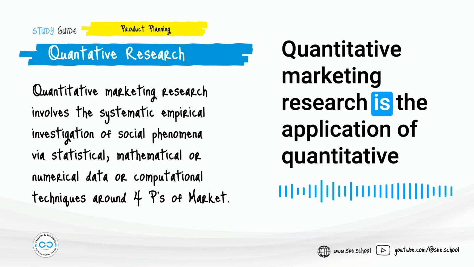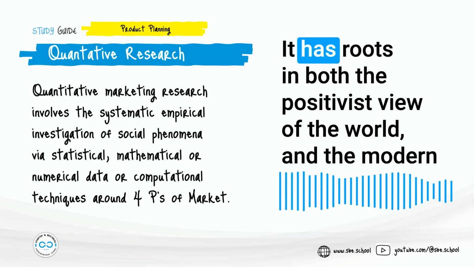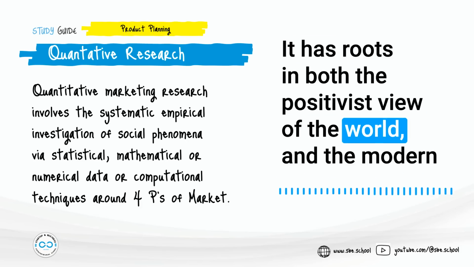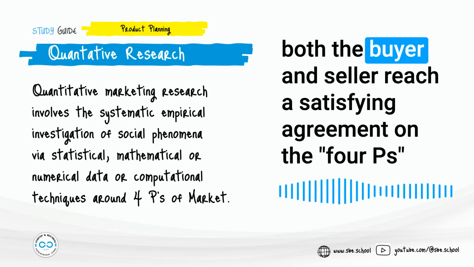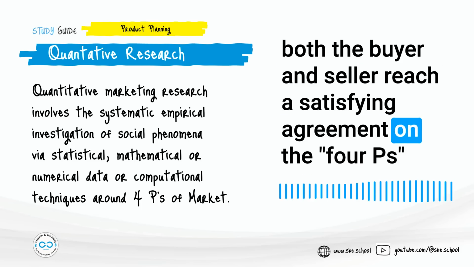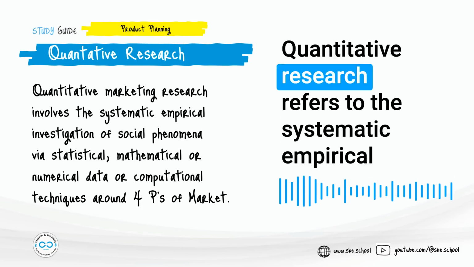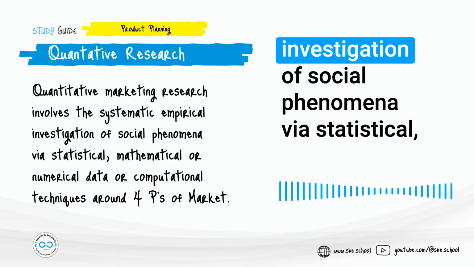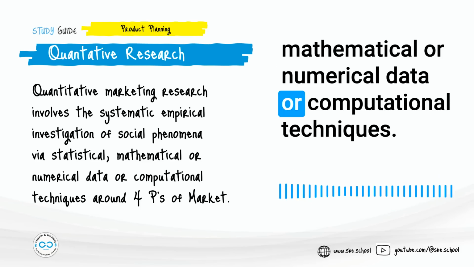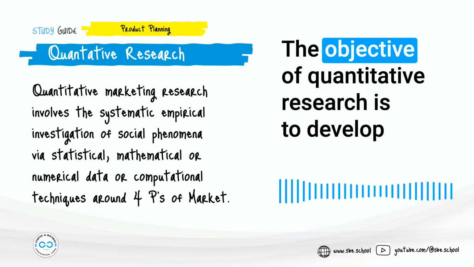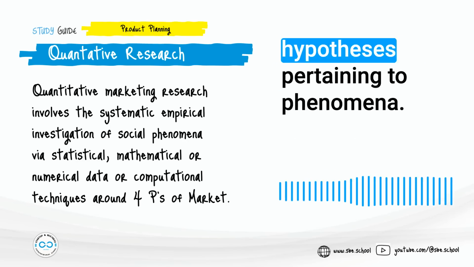Quantitative marketing research is the application of quantitative research techniques to the field of marketing research. It has roots in both the positivist view of the world and the modern marketing viewpoint that marketing is an interactive process in which both the buyer and seller reach a satisfying agreement on the 4 Ps of marketing: product, price, place, and promotion. Quantitative research refers to the systematic empirical investigation of social phenomena via statistical, mathematical, or numerical data or computational techniques. The objective of quantitative research is to develop and employ mathematical models, theories, or hypotheses pertaining to phenomena.